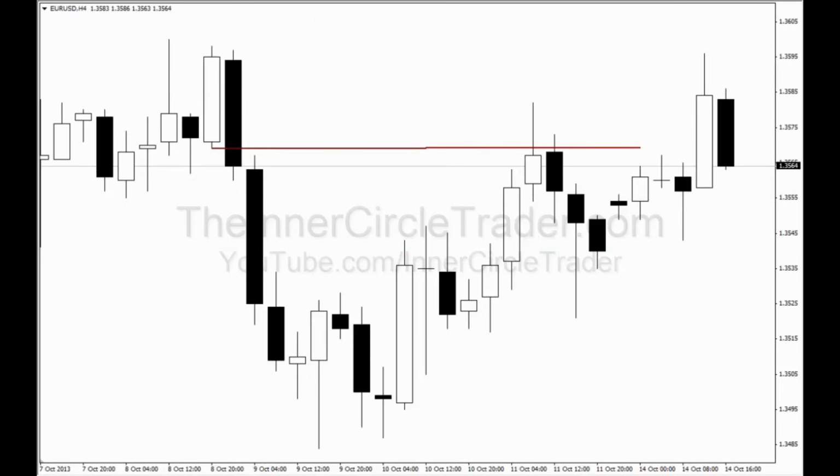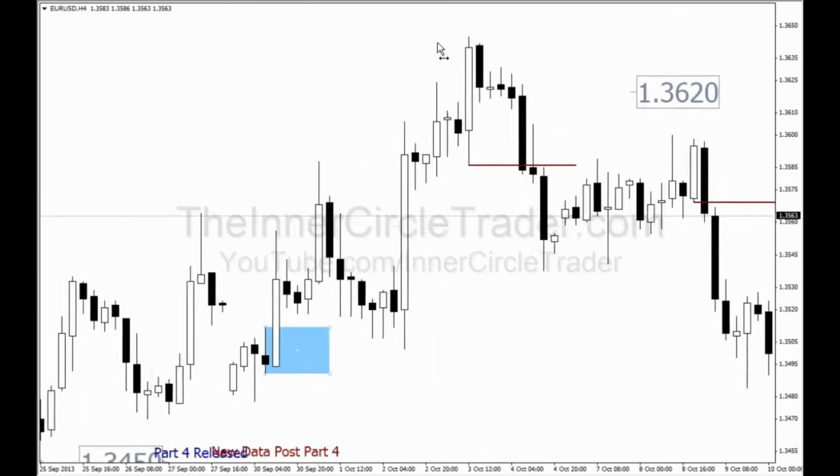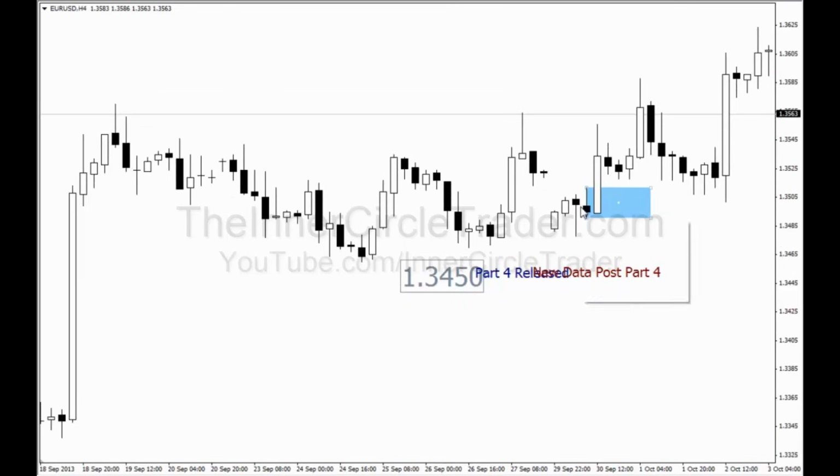And if you go back out, we're going to look at this particular order block here, and this occurred on the 30th, so the day of the release of episode 4. Okay, this broke out, started moving higher, and price moving back into this order block here would be indicative of a buy opportunity.